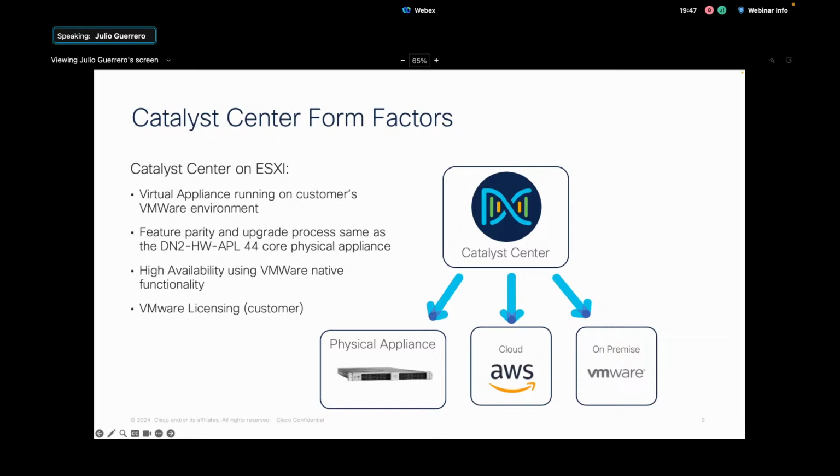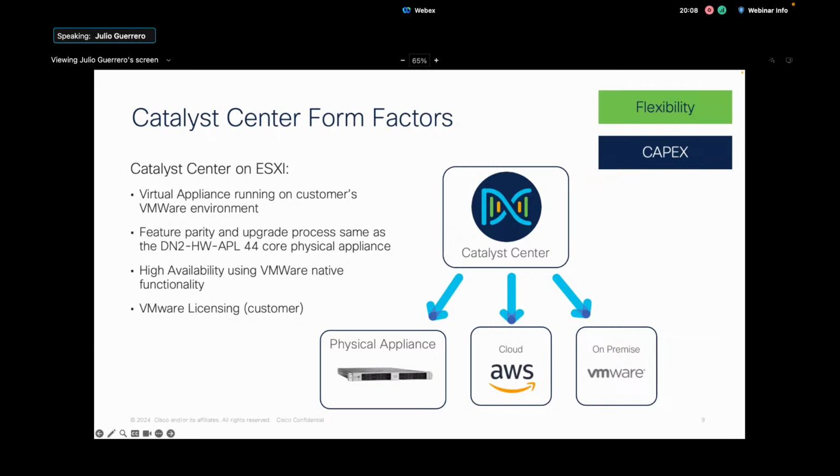And remember, we will need to have our VMware environment with the proper licensing in order to set up Catalyst Center on ESXi. It will give you an improved way to deploy, with all the flexibility, and will reduce CapEx because you wouldn't need to have a physical appliance. There is no additional cost for Catalyst Center itself. It will come with the licensing schema that we already have, Essentials and Advantage.